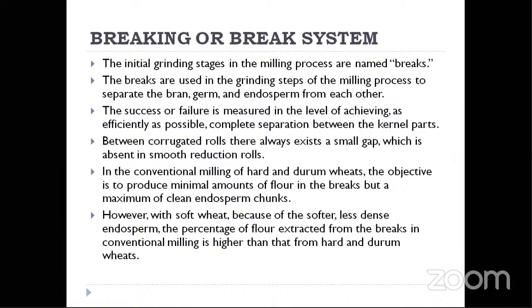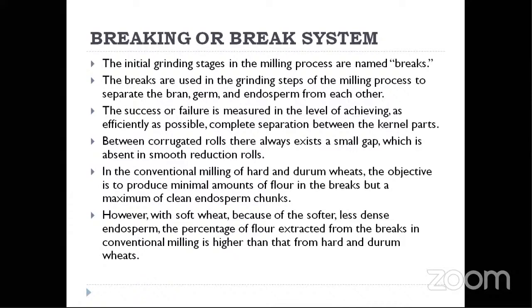So first thing, whatever corrugated rolls are present, there is a small gap between them so that the grains can pass through and they may open up. For that reason there is a space, and for that reason also there are corrugations so that the grain can be opened easily, and we can get good chunks of endosperm. For that purpose these kinds of rolls are designed. Okay?